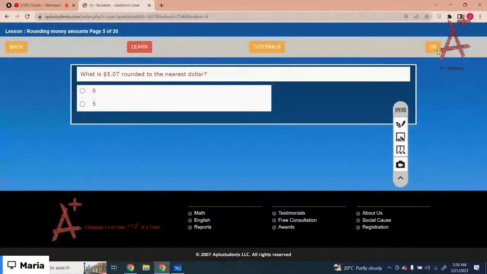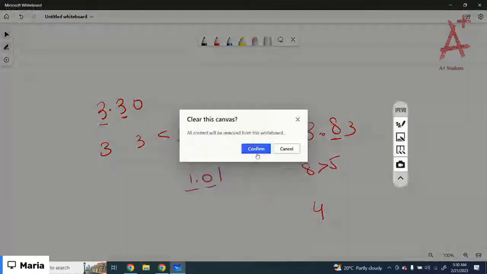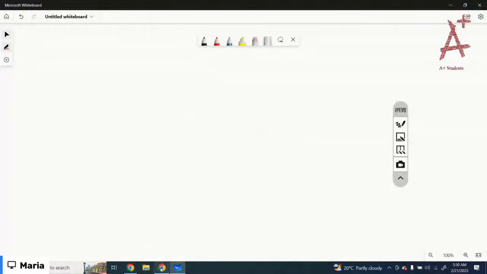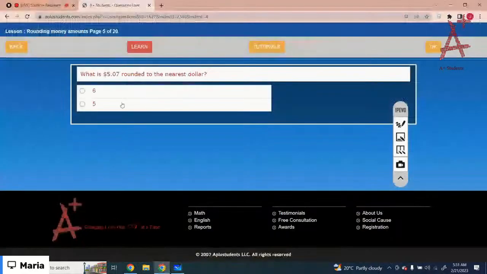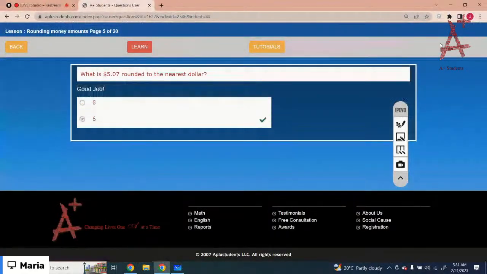Okay, the next one is what is 5.07 rounded to the nearest dollar? Just look at the first digit right after the decimal. You have 0. Is 0 less than 5 or greater than 5? Obviously 0 is less than 5. So that means you have to round on the same digit. It would be rounded off to 5. Got it? So the correct option is 5. Select the correct option, click on the OK button.